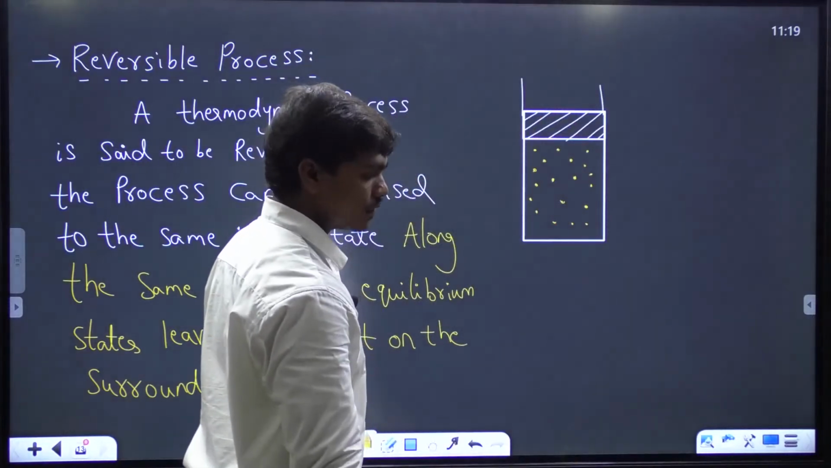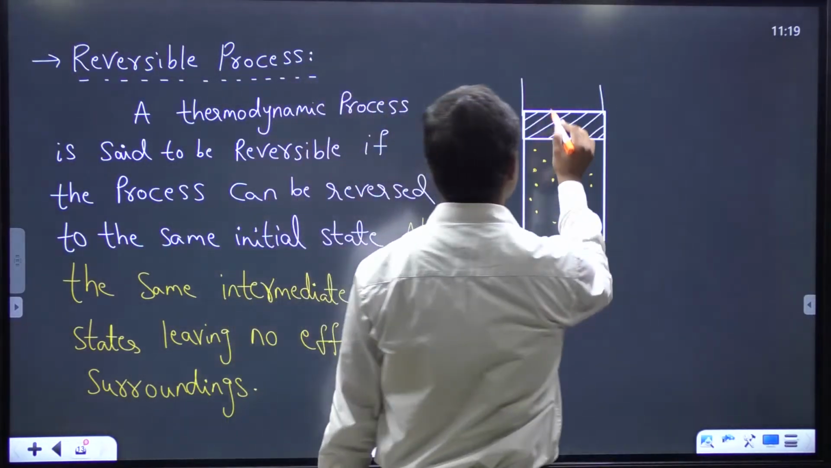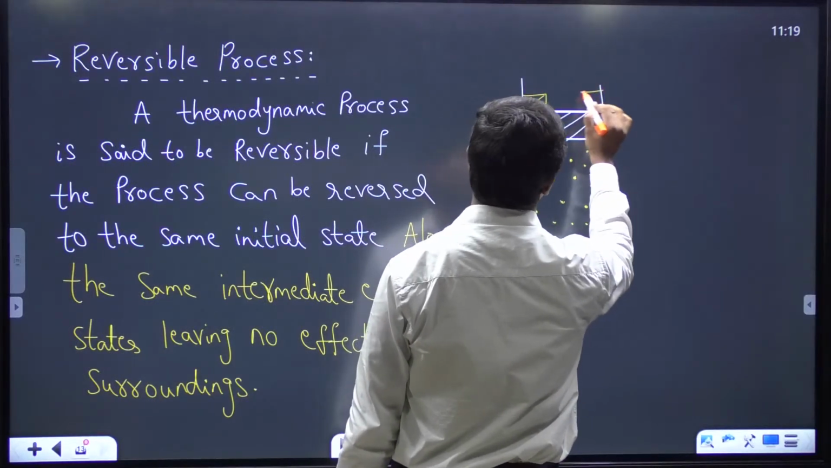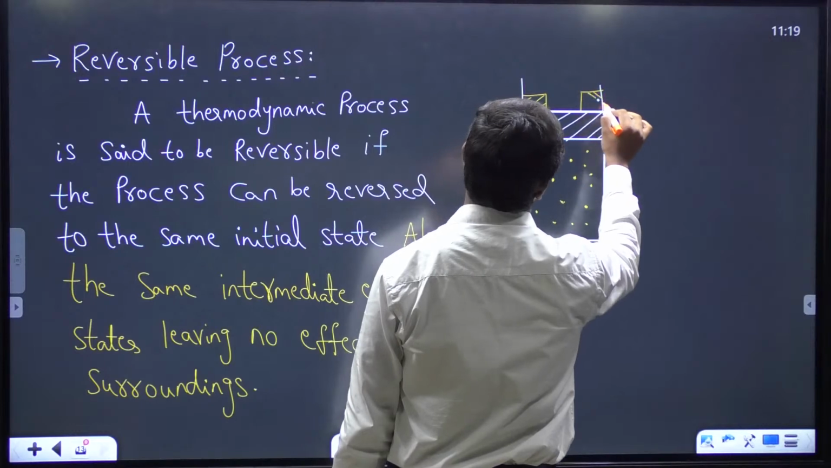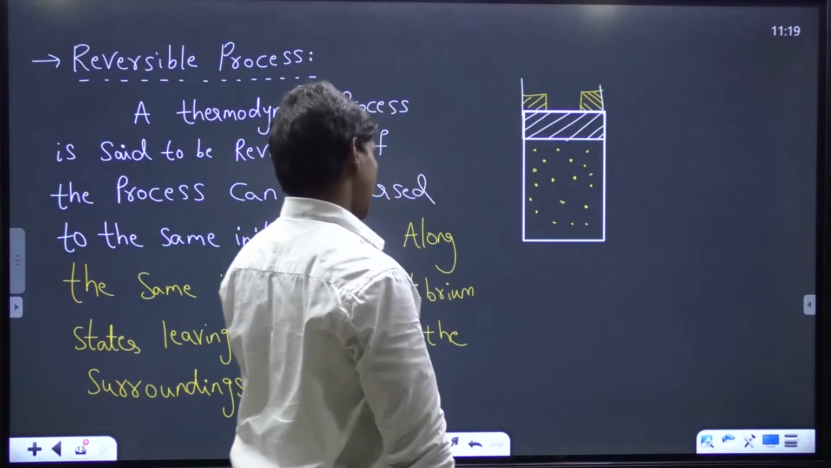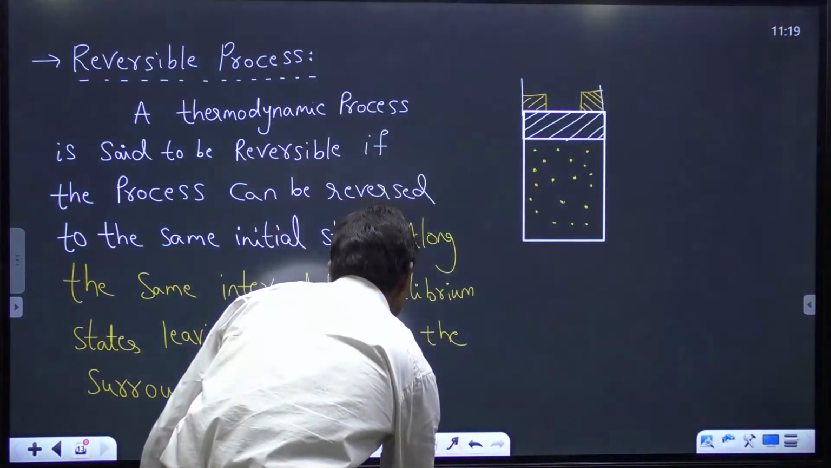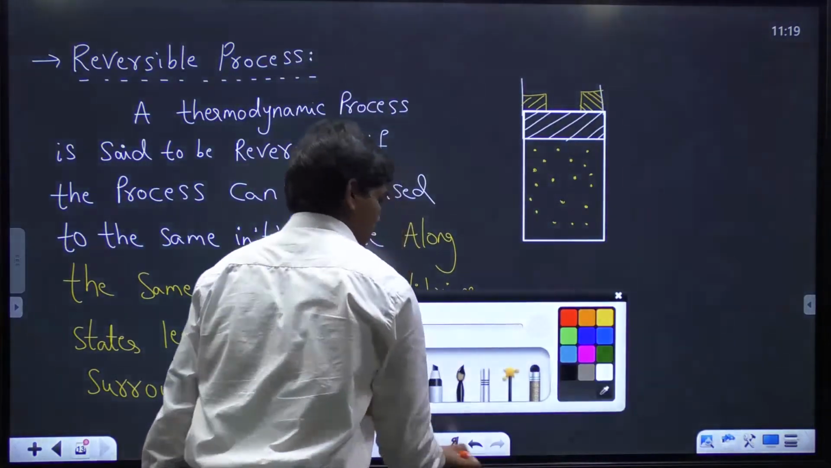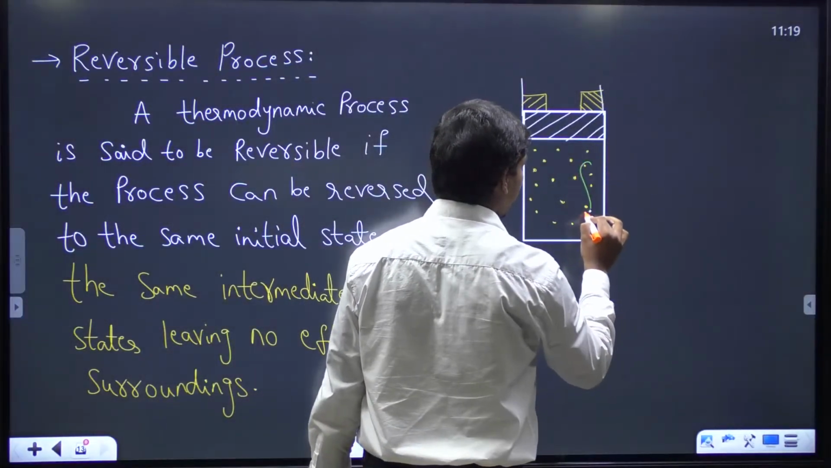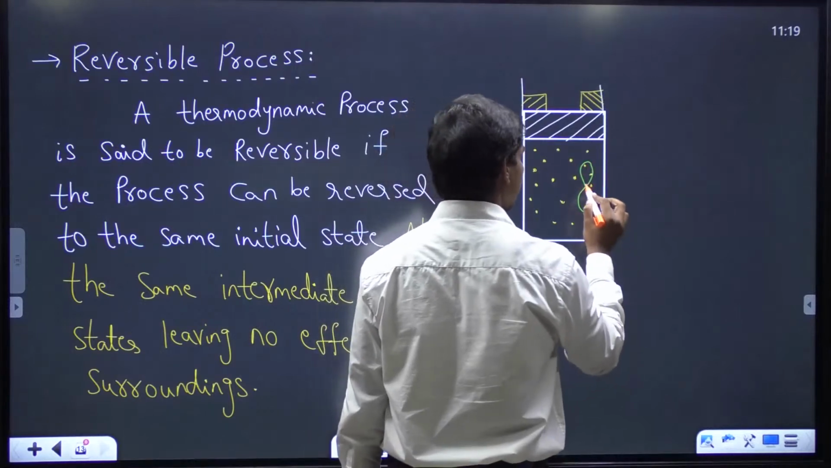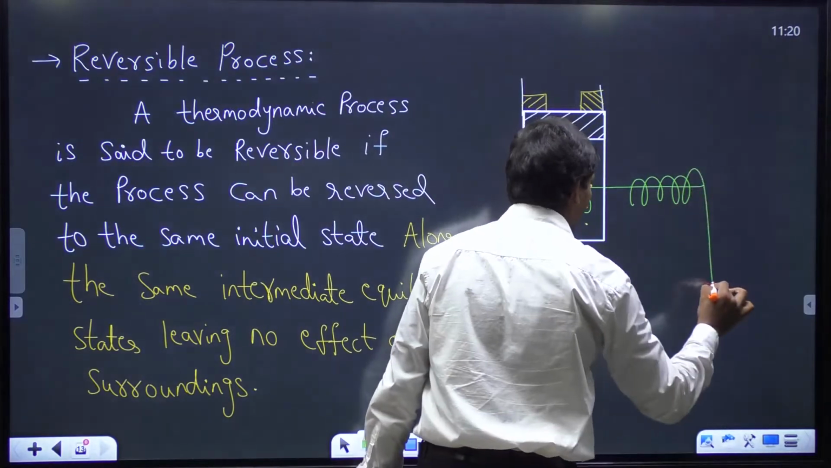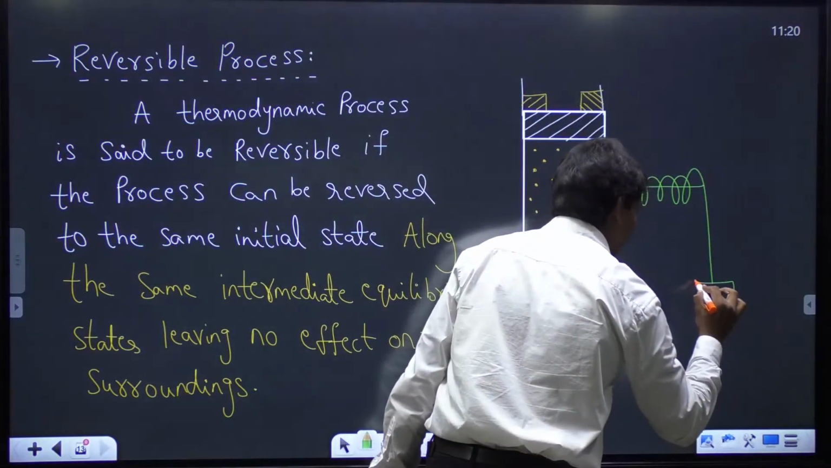Okay, so now let us do something, an extra part. Let us restrict this piston such that this piston can't move up. Okay, now let us put something here in this part. Let us suppose there is a paddle wheel. So this paddle wheel is basically carrying some weight W.